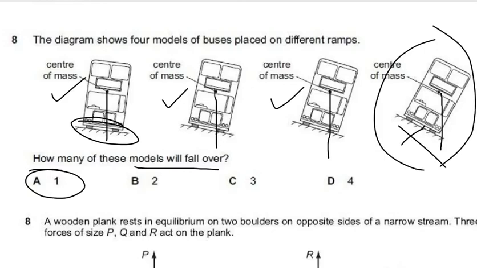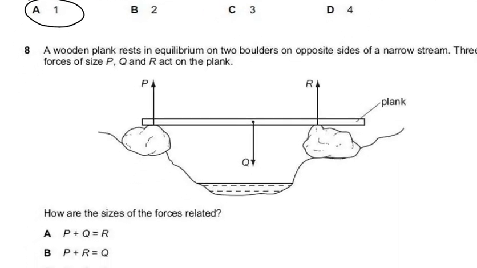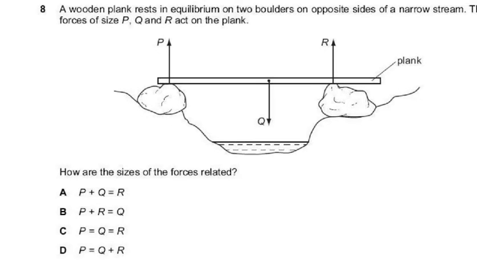All right, moving right along. A wooden plank rests in equilibrium on two boulders on opposite sides of a narrow stream, so boulder 1, boulder 2.